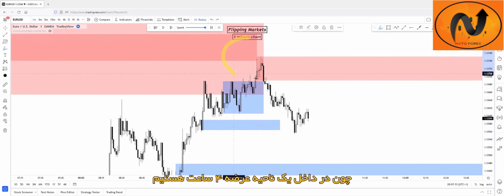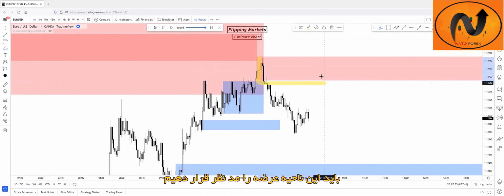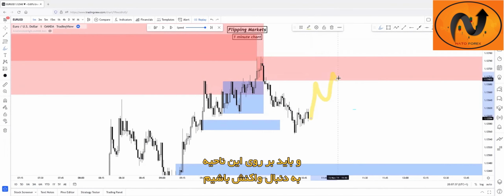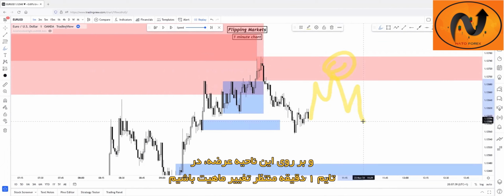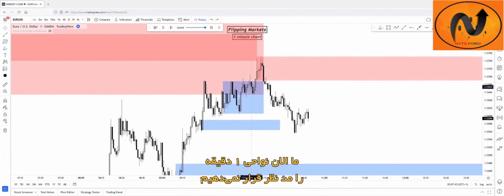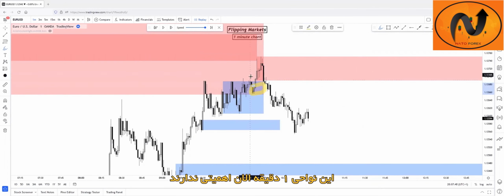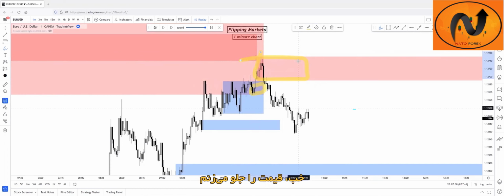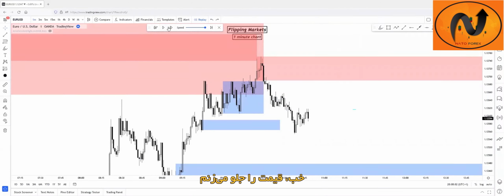Because we are inside of a 4-hour supply zone, we have to aim for this supply zone, and search for a reaction on this supply zone and a change of character on the 1-minute structure on this supply zone. We are not aiming for 1-minute zones right now. So these zones are irrelevant right now. We are aiming for this one. Okay, so I will just play price forward and wait for a reaction on this zone. So let's just play price forward.